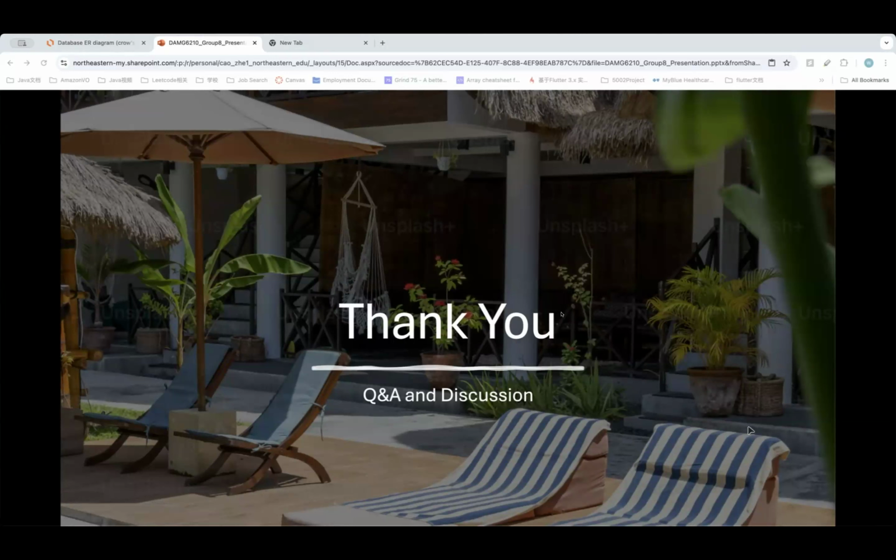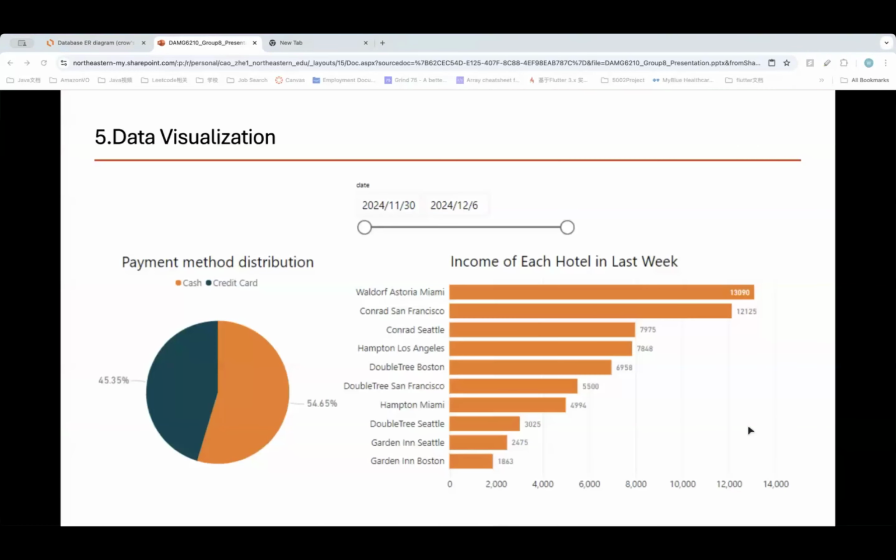The first question is, what will happen if one guest wants to extend their reservation? Yeah, thanks for the question. Let's jump to the page that explains this.